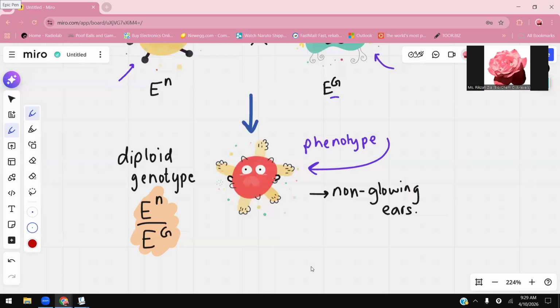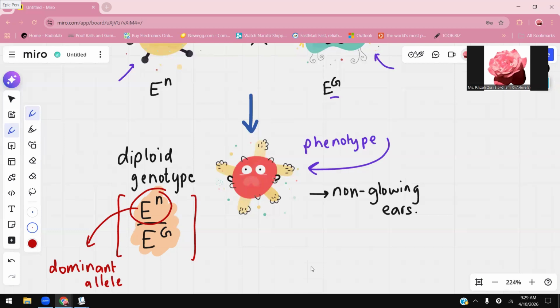This is where the idea of dominant and recessive alleles comes in. Any allele that dominates the other in a heterozygous situation. Remember, this is our heterozygous situation right now, where we have two different alleles. But whichever of these two expresses its phenotype, that allele is our dominant allele. So this is our dominant allele. That's the dominant allele.